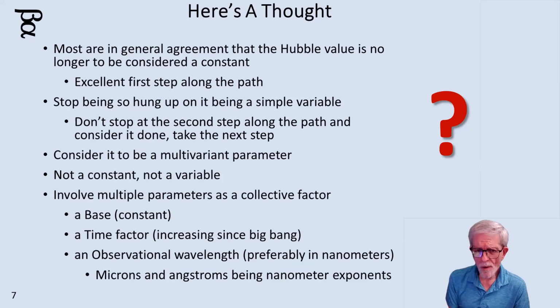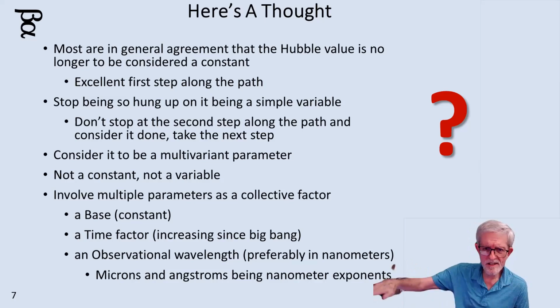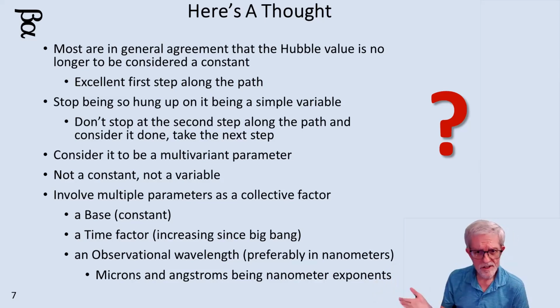I don't think going from a constant to a variable is sufficient. I think they need to take one more step to say it's a multivariate parameter. So instead of it being a number or a letter for a variable in a formula, it needs to be a parenthetical expression with a couple of parameters in it. One of which would be a constant. That's the baseline. All the expansion can show at least this much expansion. So that's the baseline, that's the constant. Maybe that's just a modified version of the Hubble constant.